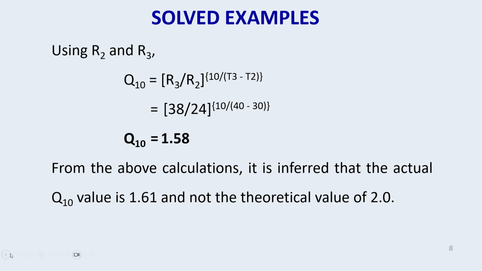from these two calculations, that is, we have calculated Q10 based on R1 and R2, and Q10 based on R2 and R3. So here, in the first one, when we are using R1 and R2, the actual Q10 value is 1.61, which is not doubled. In case it is not given, then we have to take Q10 as the double value, twice the value, for every 10 degree rise in temperature. That is the concept of this Q10 model.